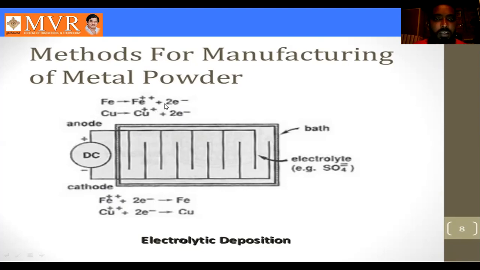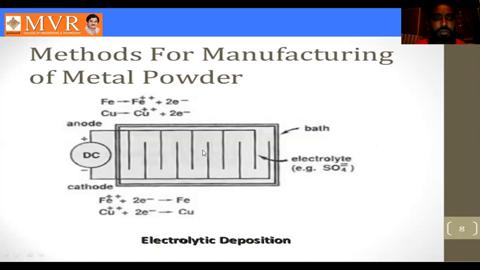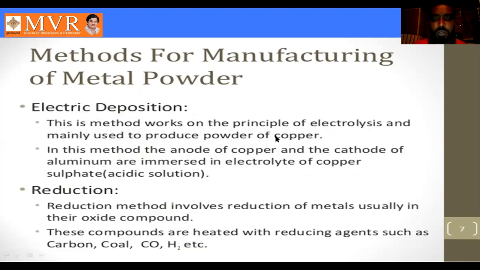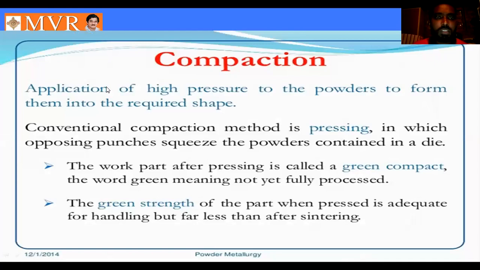Based on this electric configuration, electric deposition produces powder like this. It is one of the electrolytic deposition methods used to produce powder of copper. This is the procedure: the electrolytic deposition bath with electrolyte CuSO4 is used to produce the powder of copper. Next, the important method is compacting.